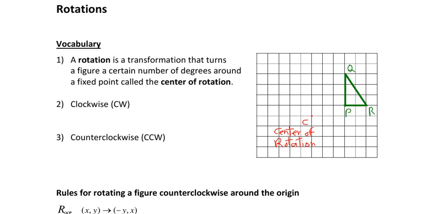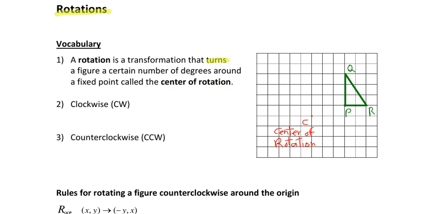Hi everyone. In this lesson we're going to see an introduction to another type of transformations, which are rotations. A rotation is a transformation that turns a figure a certain number of degrees around a fixed point called the center of rotation. So we're going to be turning a figure. It's very important that we're able to identify the type of movement that is done in each type of transformation.